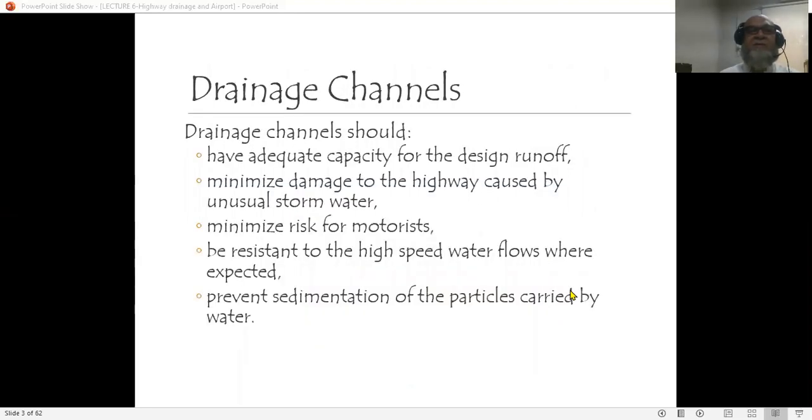What are the requirements of drainage channels? Drainage channels should have an adequate capacity for the design runoff, minimize damage to the highway caused by unusual stormwater, minimize risk for motorists so they don't fall over because of some inadequate structure design. It should be resistant to high speed water flows where expected, and it prevents sedimentation of the particles carried by water.